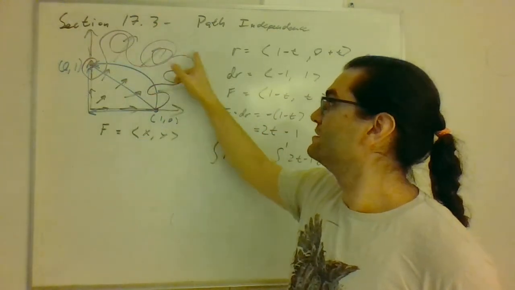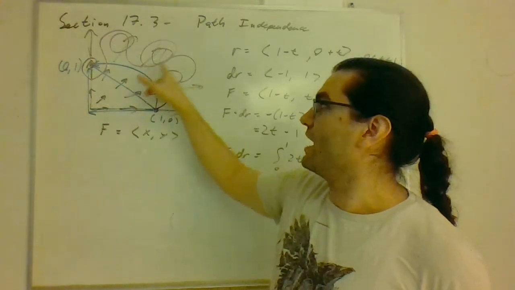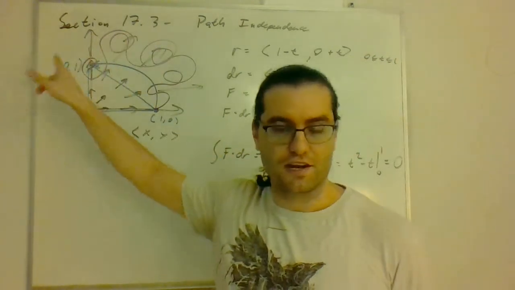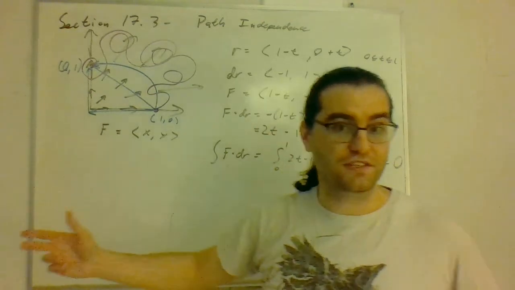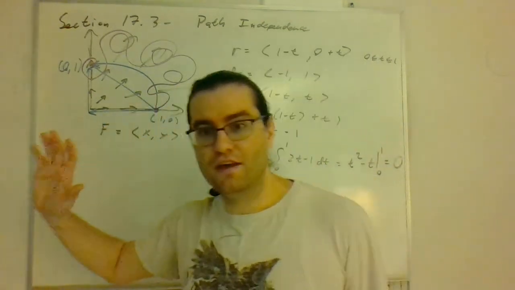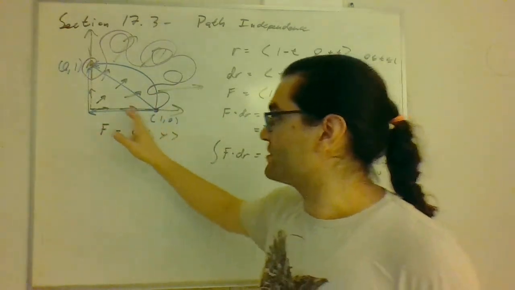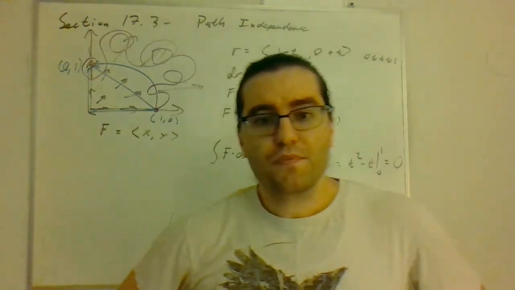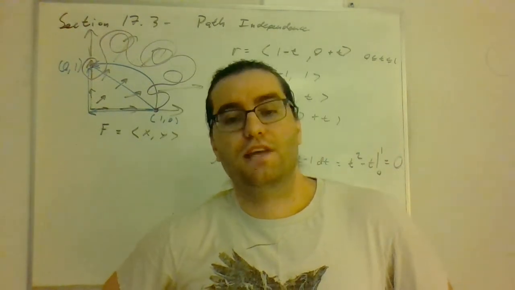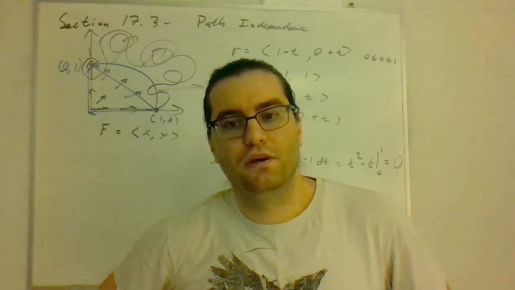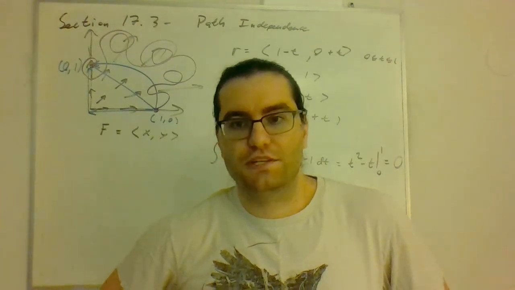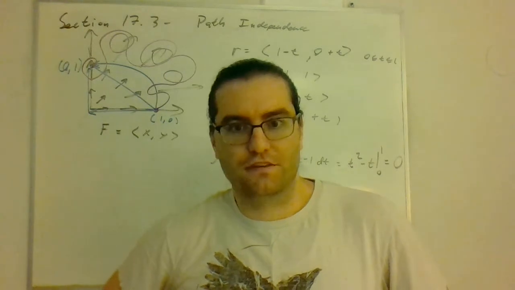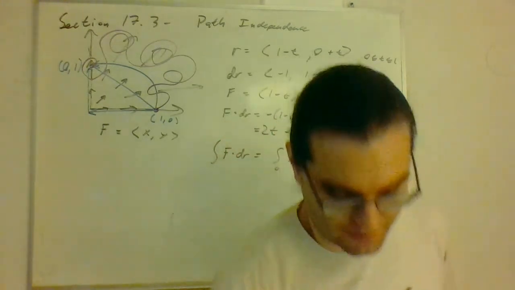Parameterizing this is not something that I or anyone else on the planet is excited about doing. But if we can skip the part where we parameterize the path and all we care about is the start and the end, that's going to be a very powerful result for us. So it's time to talk about how to tell when a vector field is path independent.